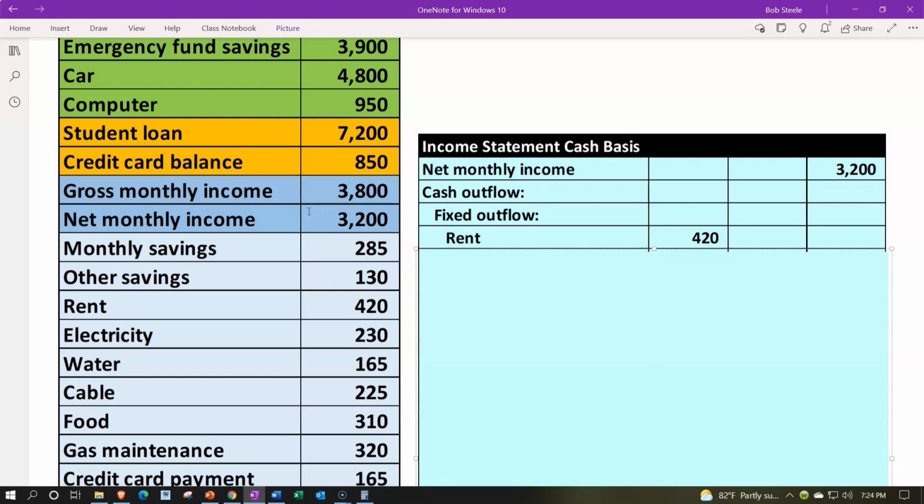And in this case, for the personal side of things, you might want to think about the fixed items as things that are set. They are what they are. You don't have control over them. And then the variable items are things that you have more control over.